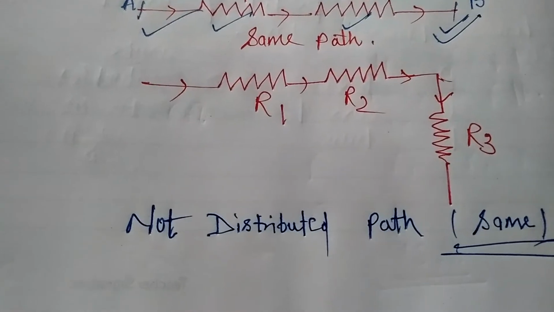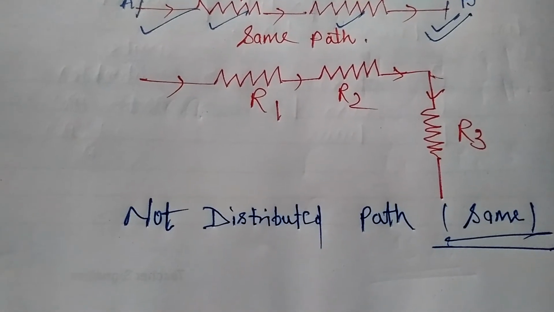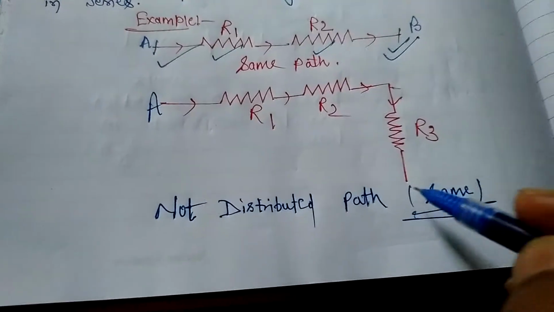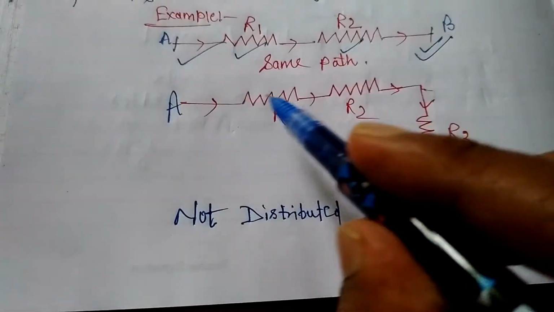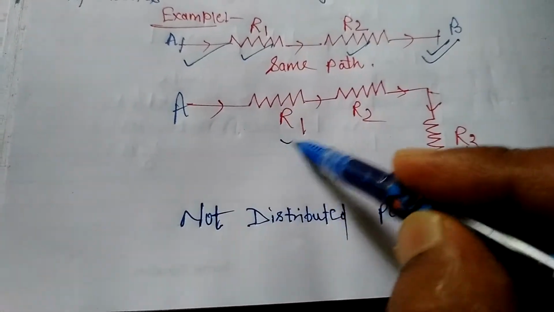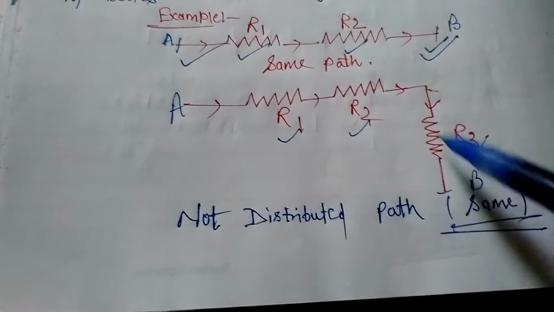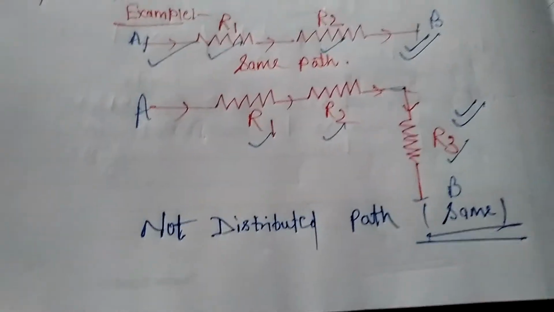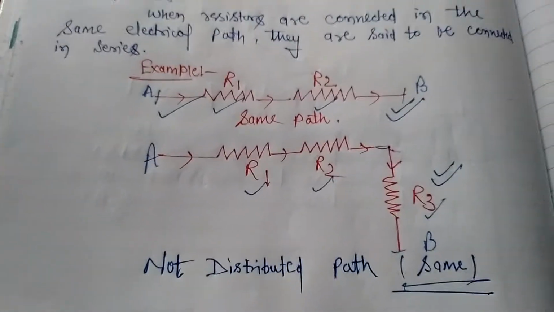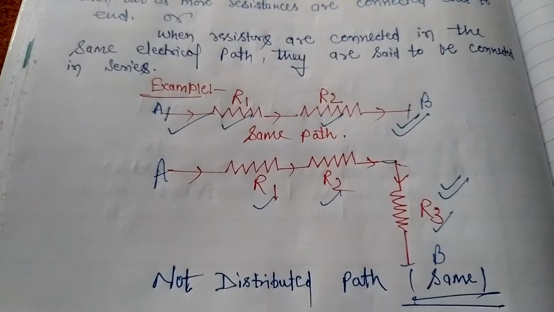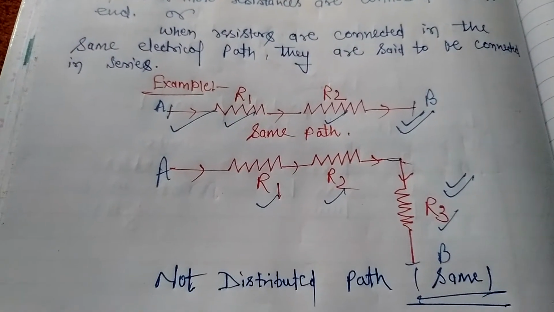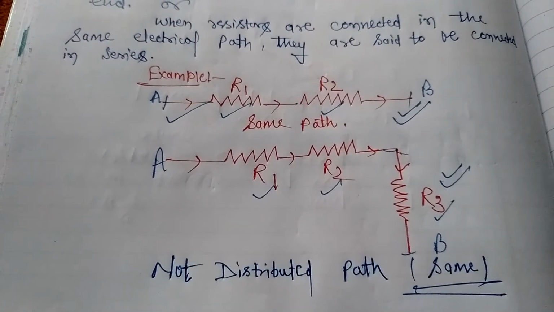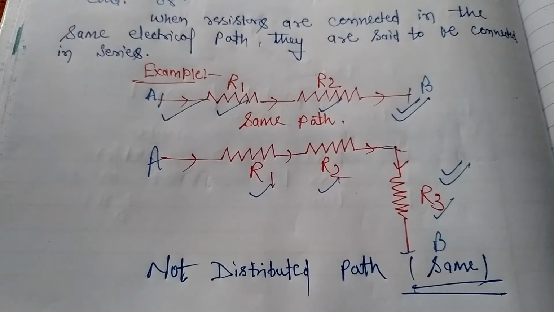And second is this. Again, when two or more resistors are connected in the same electrical path, so here from A to B, three resistors are connected, and there is only one single path. R1, R2, R3 are in a single path. There is no different path and no distributed current. That is why this is also in series. So you have to remember it very easily with the help of this definition. When two or more resistors are connected in the same path of electric current, then all the resistors are said to be in series.